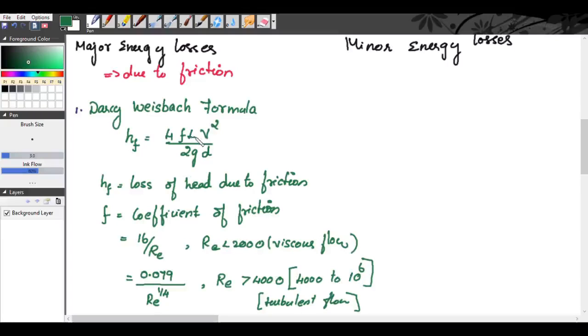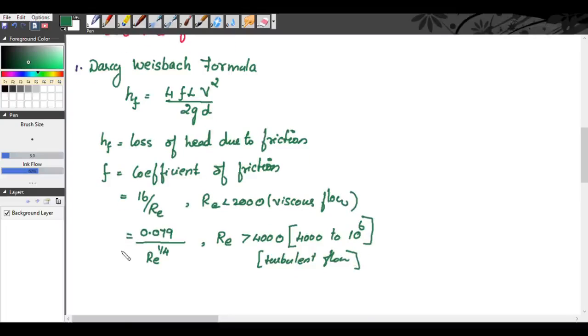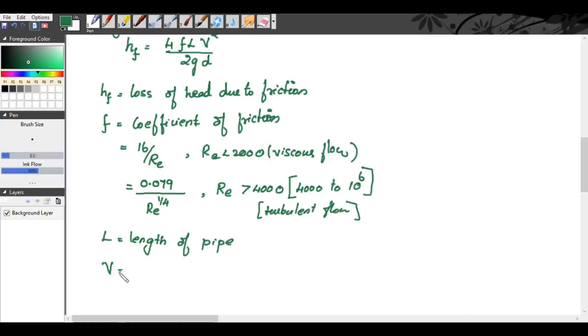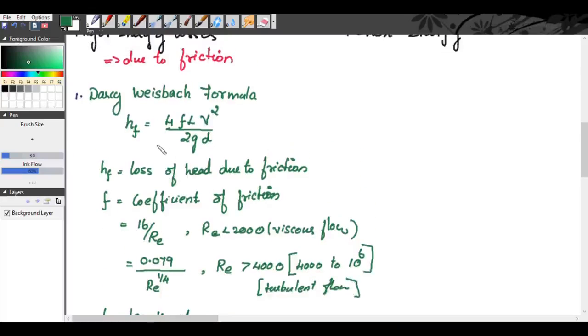Now we have a term L. This L is the length of the pipe. Capital V is the mean velocity of the flow. G is the acceleration due to gravity and D is the diameter of the pipe. So very important: the Darcy-Weisbach formula and how to determine the coefficient of friction based on whether the flow is viscous or turbulent.